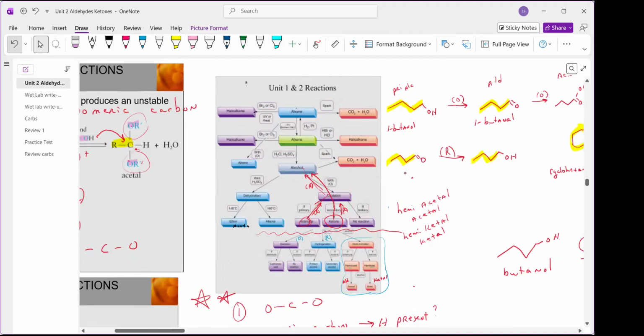So this is the unit two flow chart. So this down here was added. Okay, so that's basically it for aldehyde and ketone. I'm going to introduce you to carbs. Then we're going to go relax in the lab.